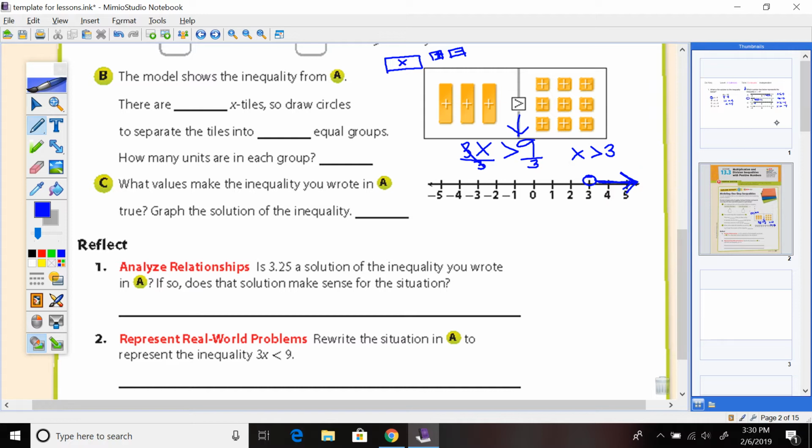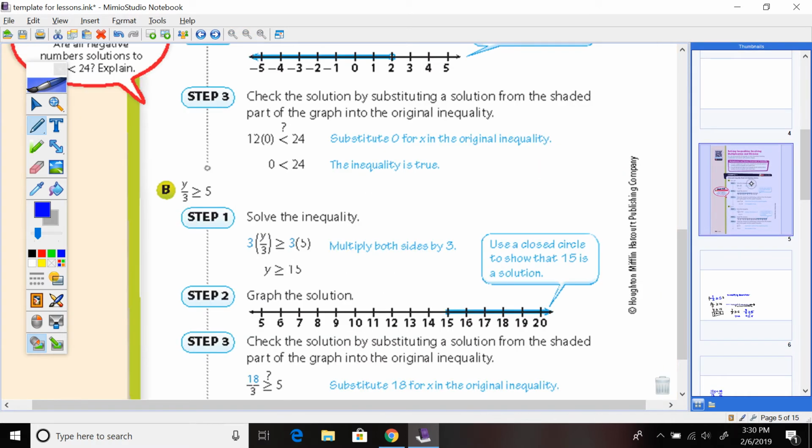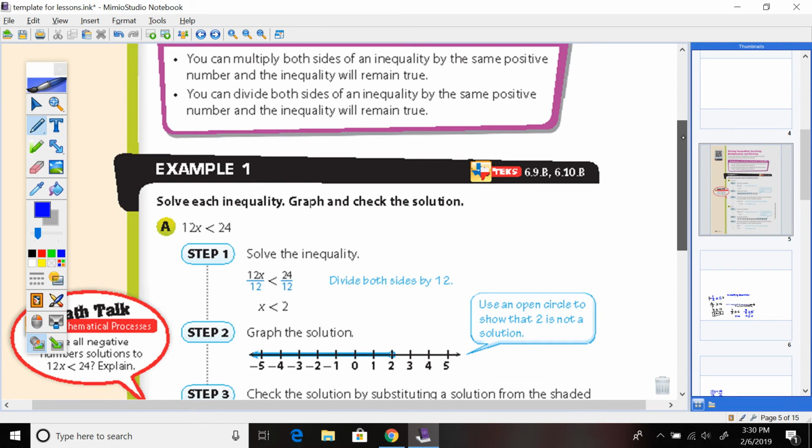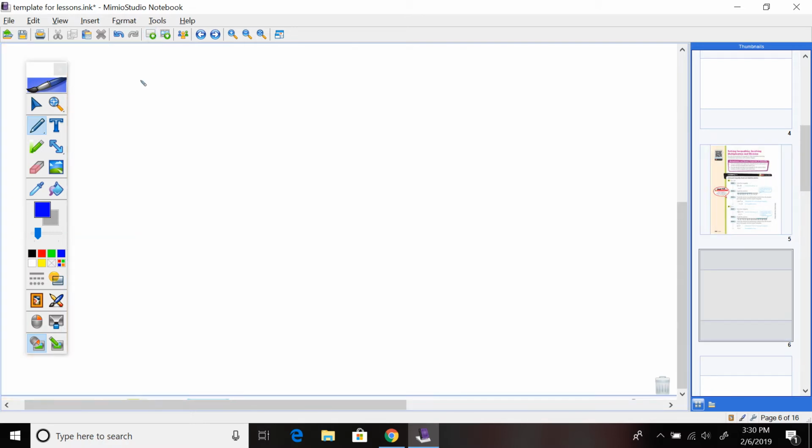Okay, now we're gonna do another example. So I'm gonna take this problem, 12x less than 24. So here you're gonna divide it by 12. That is the coefficient in front of the variable, leaving you with 1 whole. 12 divided by 12 is 1 whole. 1x less than 2.